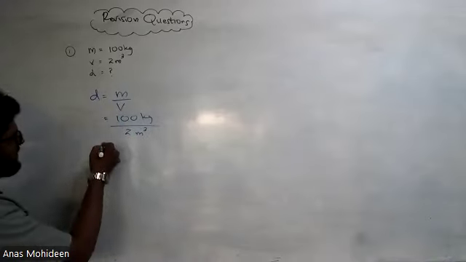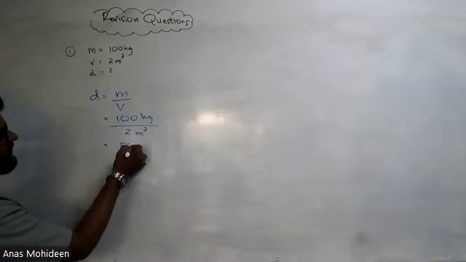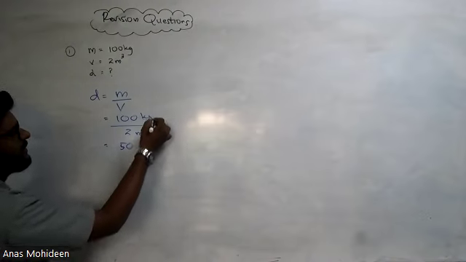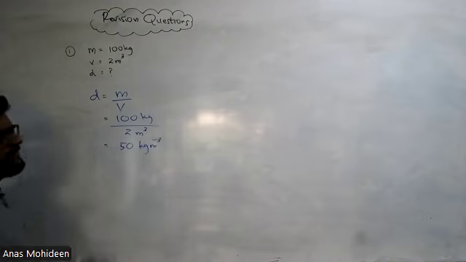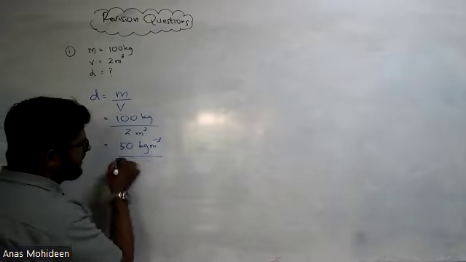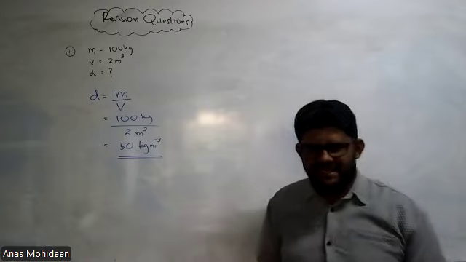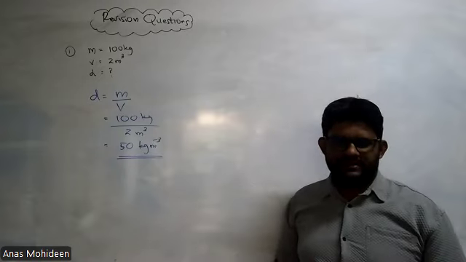So how do you divide this? 100 over 2 is 50. You take the unit, kilograms. The cubic meter, when you take it out, becomes per cubic meter. So 50 kilograms per cubic meter, that is the answer here. Very simple. Density equals mass over volume.